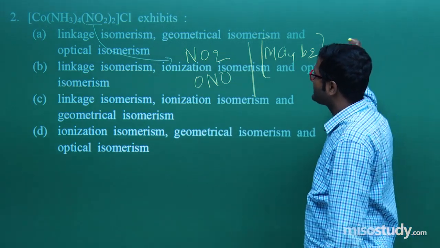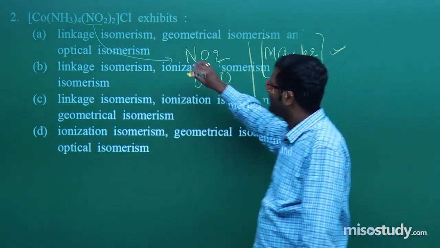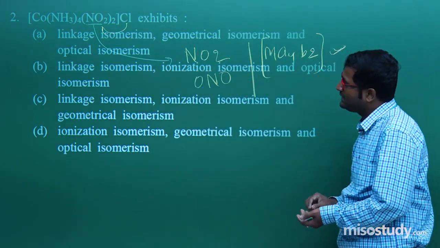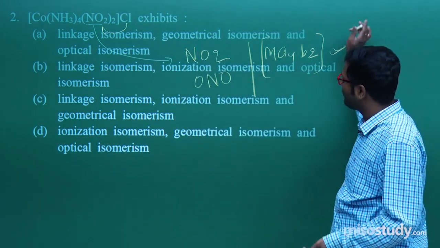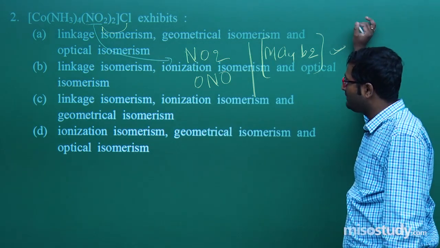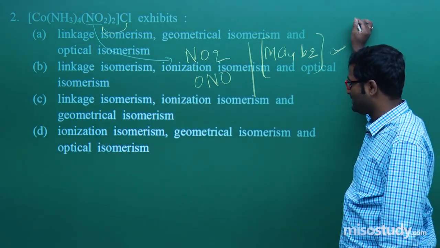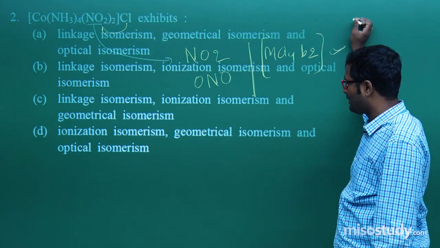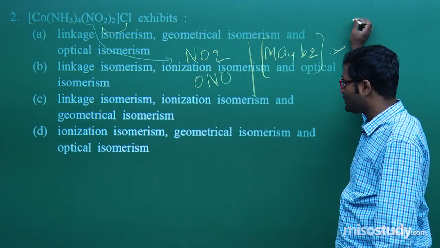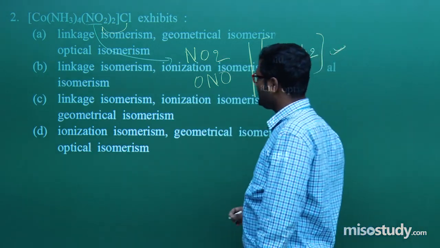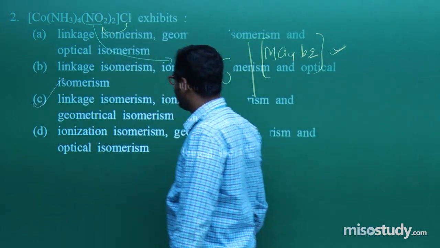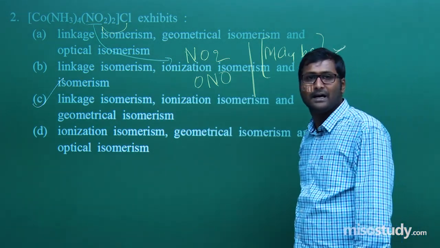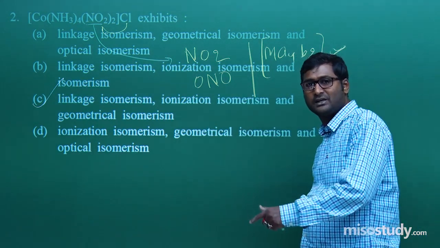Ionization isomers, yes, NO2 has a charge and this will exchange, so ionization isomers are possible. So in this case what will happen? Linkage isomer possible, geometrical isomer possible, and ionization isomer is possible. So which is the formula? Linkage, ionization and geometrical. So C is the correct option. Clear to you? Linkage, ionization and geometrical isomerism. This is the clear explanation.